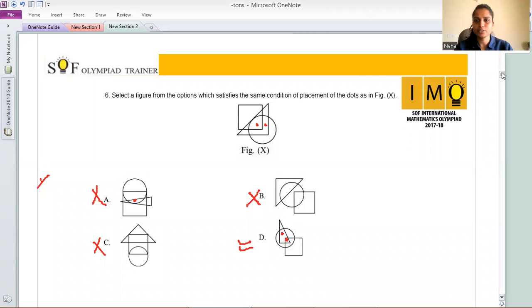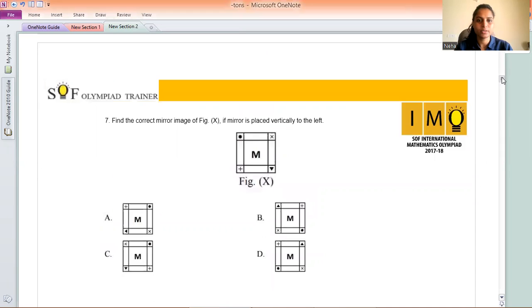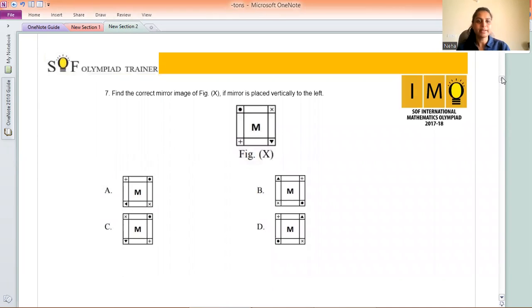Okay, guys, the next one, question number 7. Question number 7 is asking, find the correct mirror image of figure X if mirror is placed vertically to the left. That means the mirror is placed here. So if the mirror is placed here, then the image will be something like this. This is your image, guys.